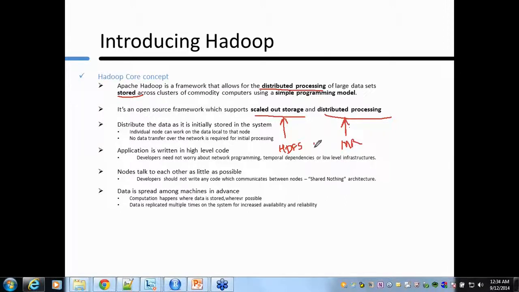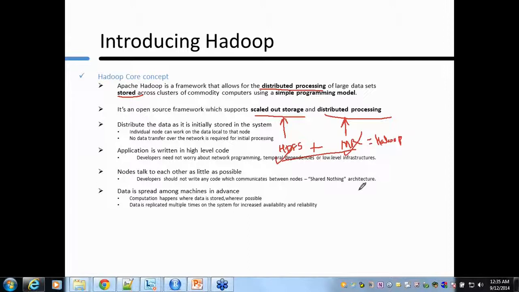MapReduce. Okay, so these are the two components which is nothing but Hadoop. Hadoop is a framework which has two core components, SDFS and MapReduce. So that's what Hadoop is all about, right?